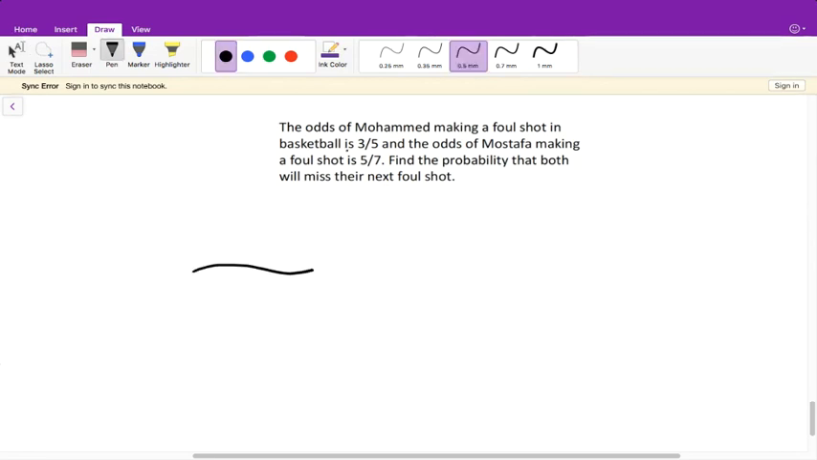Make sure that you're understanding the odds I'm giving you, because I could say the odds of Muhammad missing a foul shot is 3 out of 5, and then if I want to talk about them both missing, you don't need to take its complement. So make sure you're following what I write down. Don't just rush through the problems. So here we're going to talk about Muhammad, and we're going to say missing. And here we're going to say Mustafa, missing.